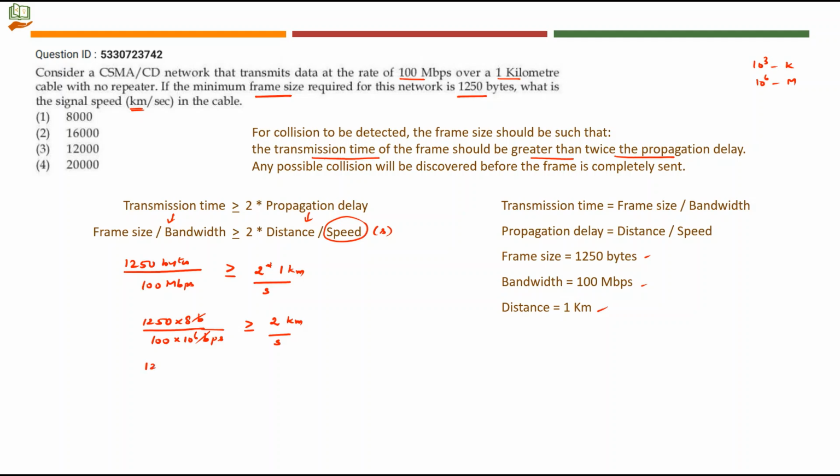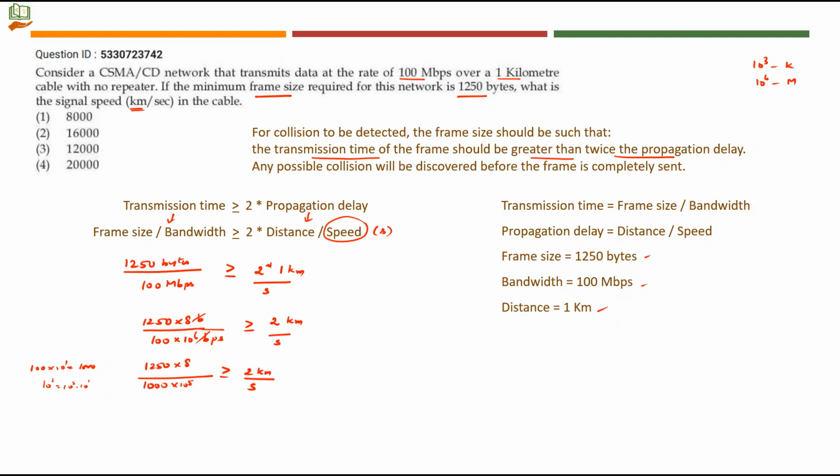So I can write 1250 into 8 divided by, instead of 10 to the power 6, I can just change this as 10 to the power 5 and I will add 10 here making it to be 1000. So this is 100 into 10 to the power 1 which is actually 1000. So I am splitting 10 to the power 6 as 10 to the power 5 into 10 to the power 1 to make it 1000, greater than or equal to 2 kilometer by S.